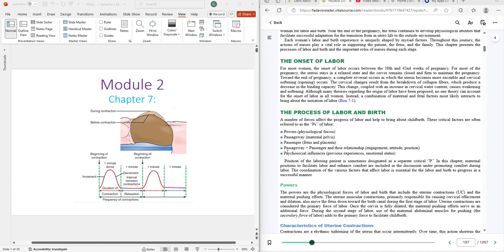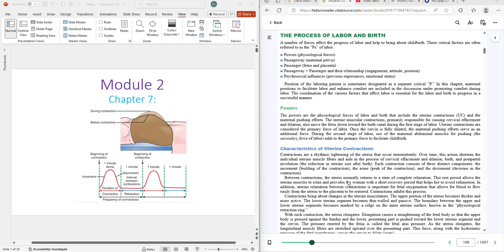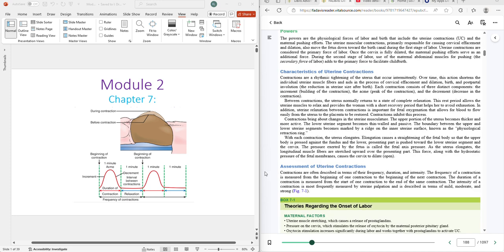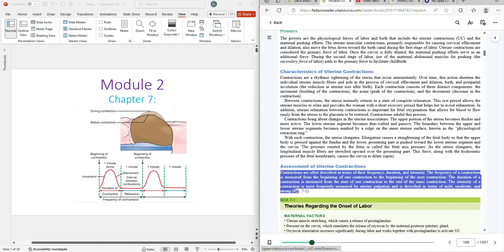The 5 P's are here: powers, passageway, passenger, passageway plus passenger relationship, and psychosocial influences. So let's go down and talk about uterine contractions, the assessment of uterine contractions. There are things called frequency, duration, and intensity. You need to know these terms, winks and lollipops.